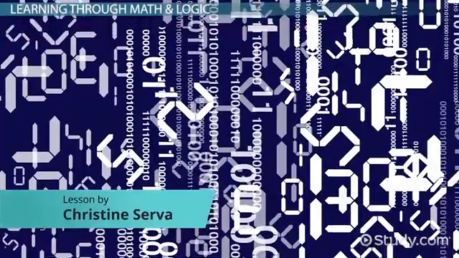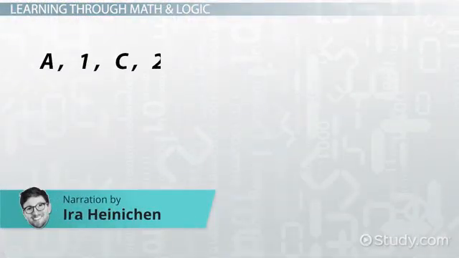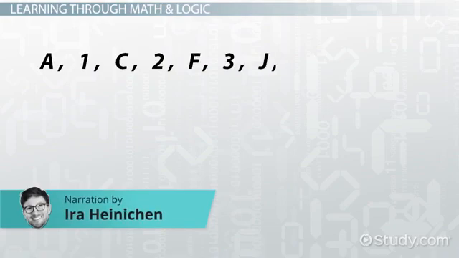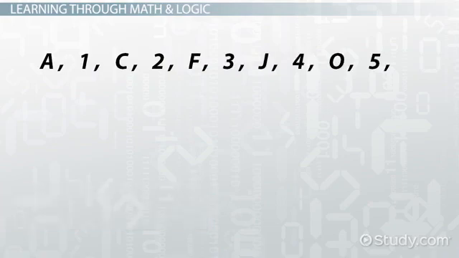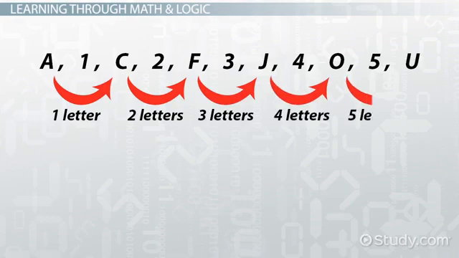Can you spot the pattern in these letters and numbers? A1, C2, F3, J4, O5, U. Here's the answer. When you go from A to C, you skip one letter, B. When you go from C to F, you skip two letters. When you go from F to J, you skip three letters, and so on.